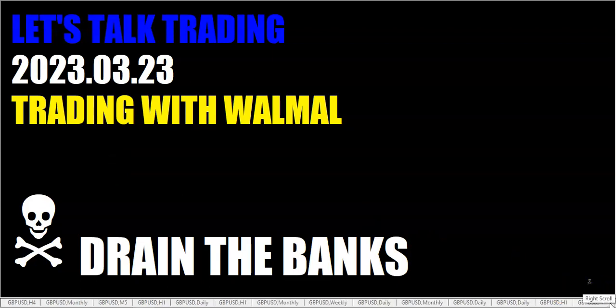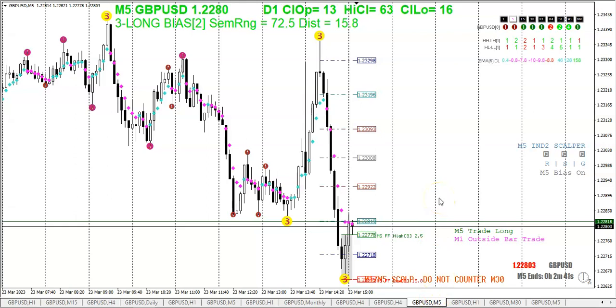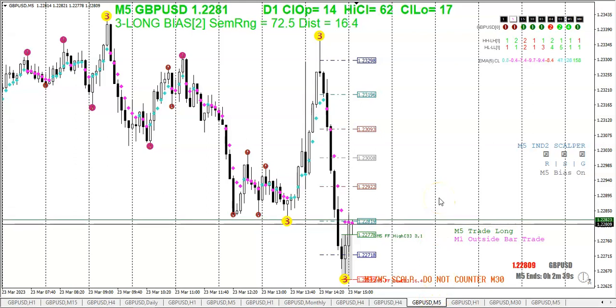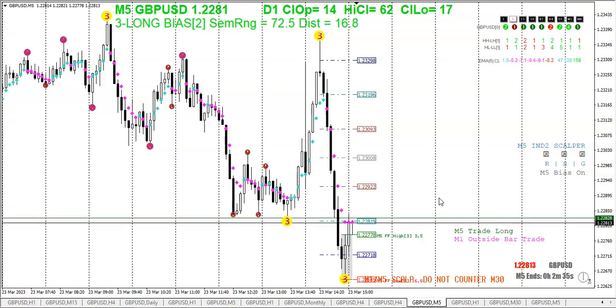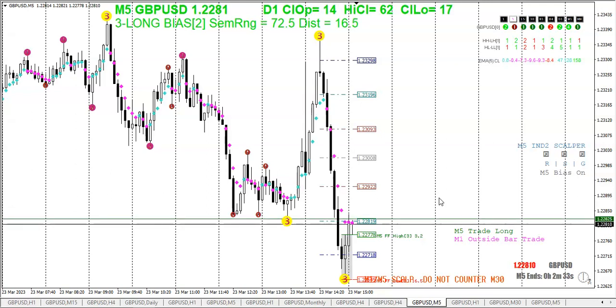And Walmal, he's competitive. He always has to have a bunch more pips than me in the bank. So anyway, Walmal, we're just going to do some trading, and I was going to show the traders a toy that I kind of modified, but we can explain it.